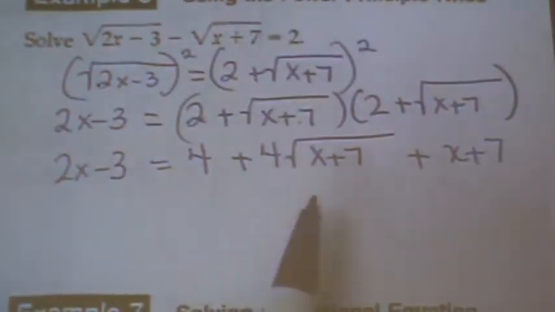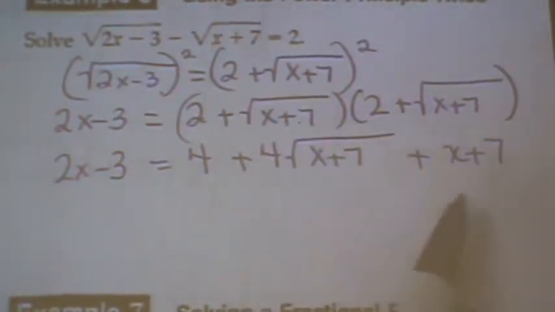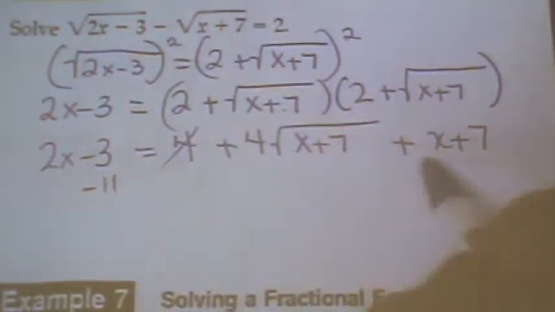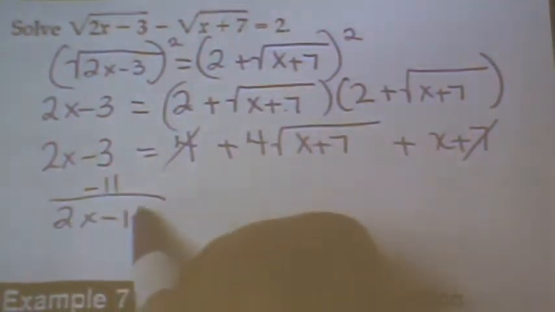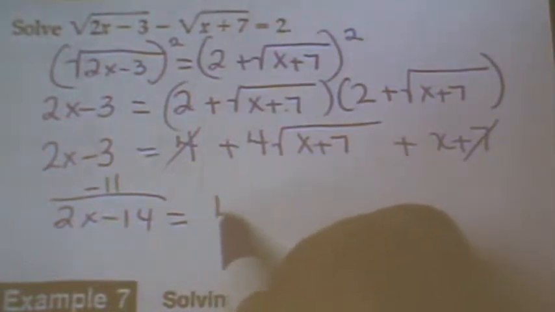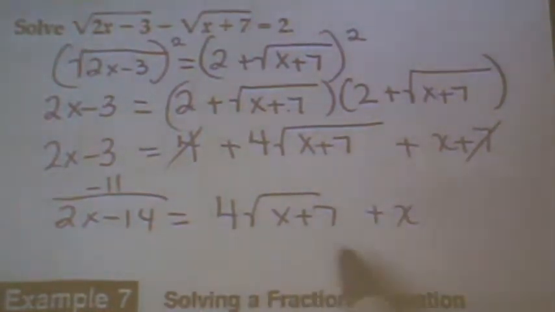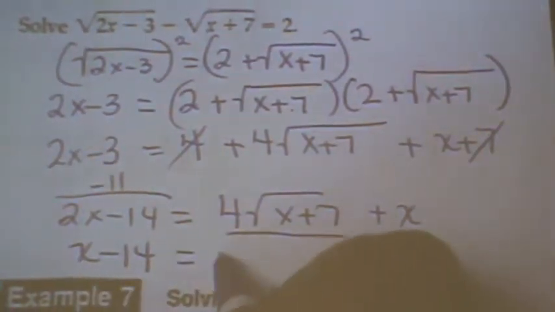Now, unfortunately, you're going to see another radical. So your job is to isolate this radical. Keep it on this side. Remove these 3 pieces. So subtract 4. You're going to subtract 7. So really, you're subtracting 11. 4 and 7 is 11. So you have 2x minus 14 equals 4 root x plus 7. And then don't forget your plus x here. Now we're going to subtract an x. You want to get this by itself.